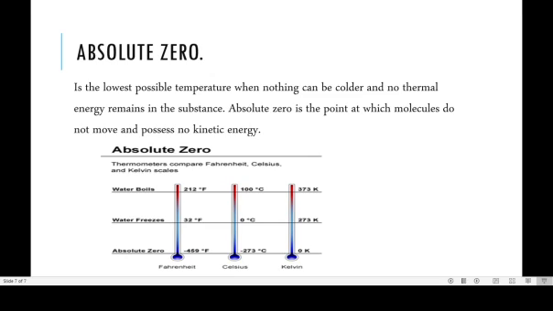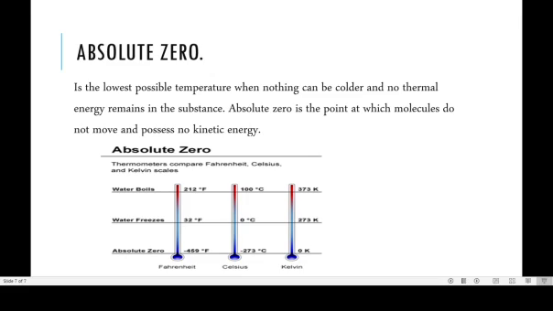We equally looked at the units for measuring temperature. We have the Celsius, the Fahrenheit, and the Kelvin, and we said that on the Celsius scale, the boiling point is 100 degrees Celsius, while the melting point is 0 degrees Celsius. On the Kelvin scale, the boiling point is 373 Kelvin and the melting point is 273 Kelvin. On the Fahrenheit scale, the boiling point is 212 degrees Fahrenheit and the melting point is 32 degrees Fahrenheit.